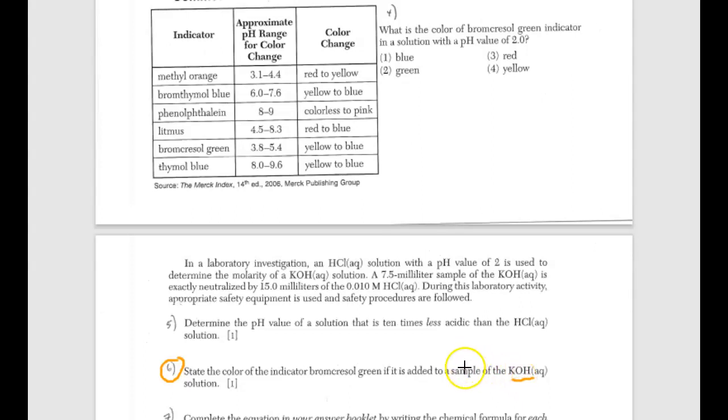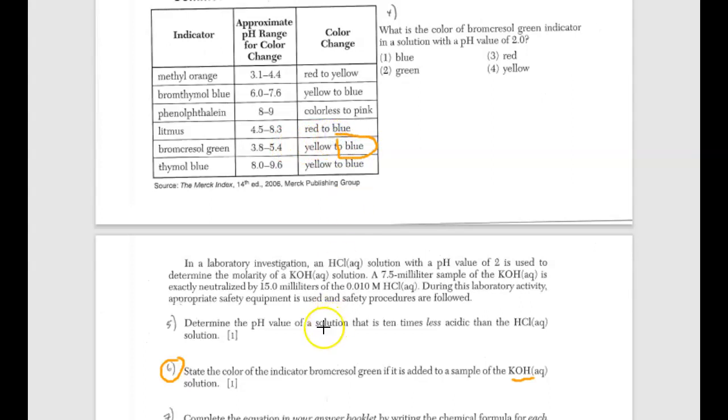And if it's added to the sample, let's go back and take a look. HCl started with a value of 2. It's used to determine the molarity of KOH. Oh, exactly neutralized. The way it's reading, it says if it's added to a sample of the KOH. Well, let's take a look at bromocresol green. Bromocresol green, whether it's neutral at a pH of 7 or greater, is going to be the color blue. So your answer for number 6 would have been blue.